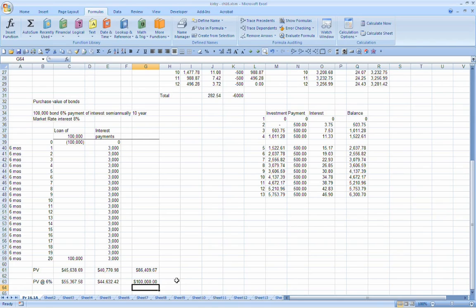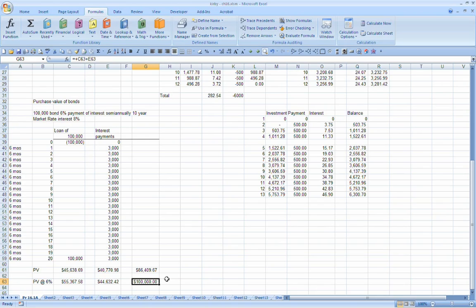Again, the way to think about this is, if I'm going to put money in the bank at 6%, how much would I have to put in to get to 100,000 at the end? And if I put money in at 8%, I would have to put less money in to get to 100,000 at the end. So in total, I would pay $86,000 for the bond today, for a $100,000 bond, if I wanted to earn 8%. And if I only wanted to earn 6%, I'd have to put $100,000 in for the same payout.